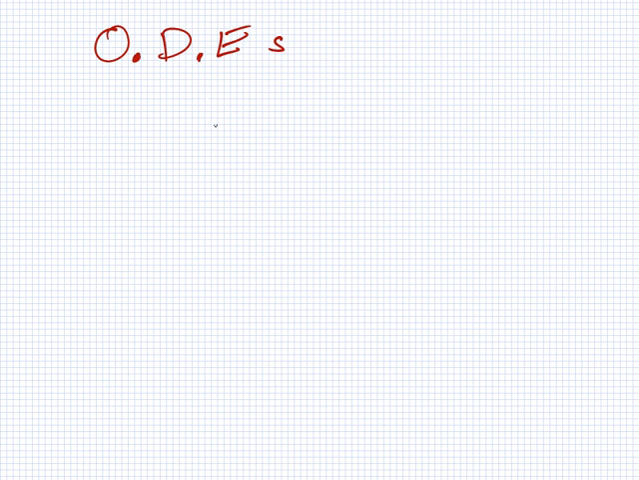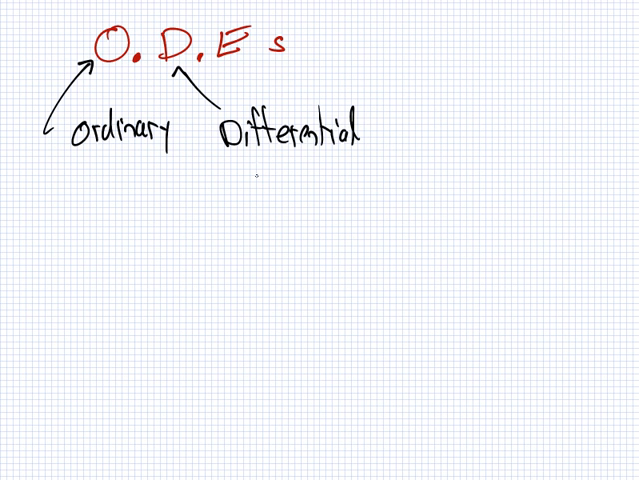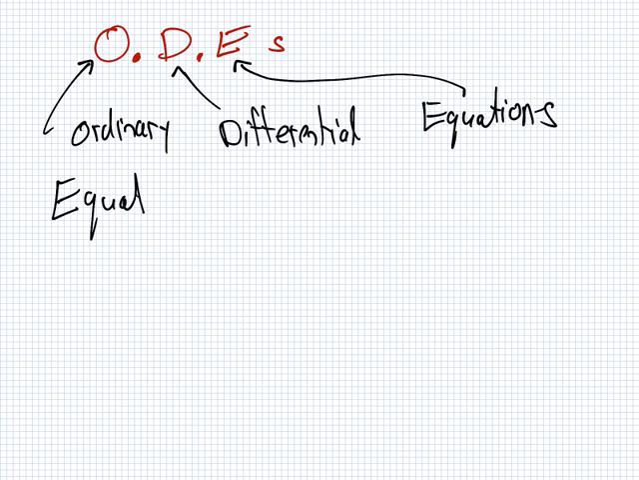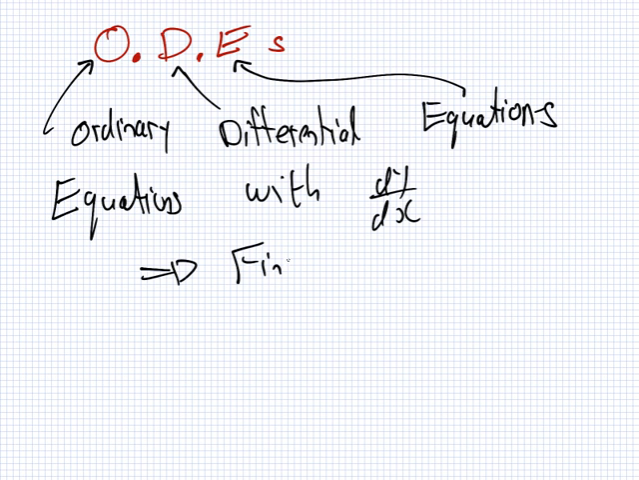ODEs is what we're having a look at. So what does ODE stand for? So the O is for ordinary, the D for differential, as in like derivative, and the E, wanna have a guess? You only have really two things you could choose. So in other words, these are equations with dy dx, and your job is to find y.